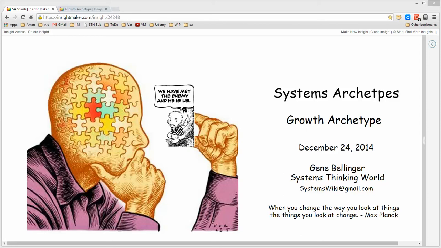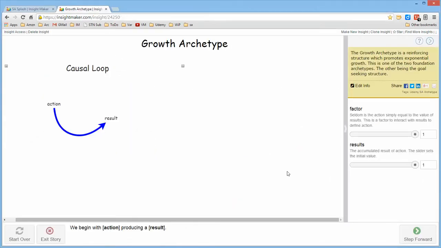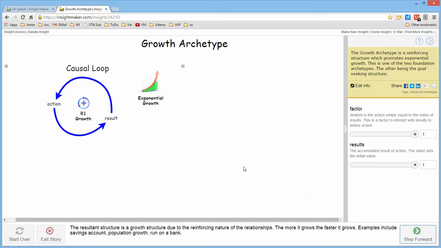In this video, I'd like to talk about the growth archetype, one of the two most basic archetypes, the other one being the goal-seeking archetype. The causal representation of the growth archetype begins with an action which produces a result. And that result influences the action to produce more of the same result, so that it's looping in a reinforcing manner in the same direction. And what we end up with is a growth situation.